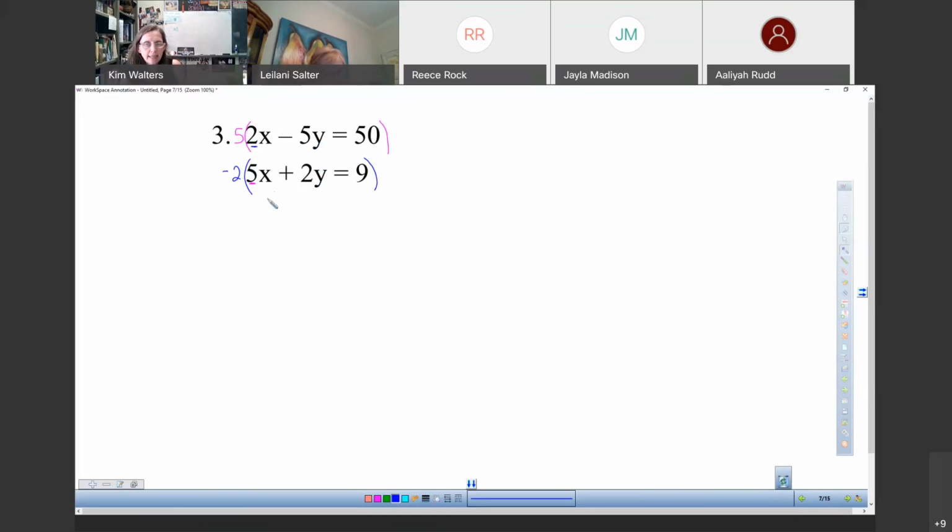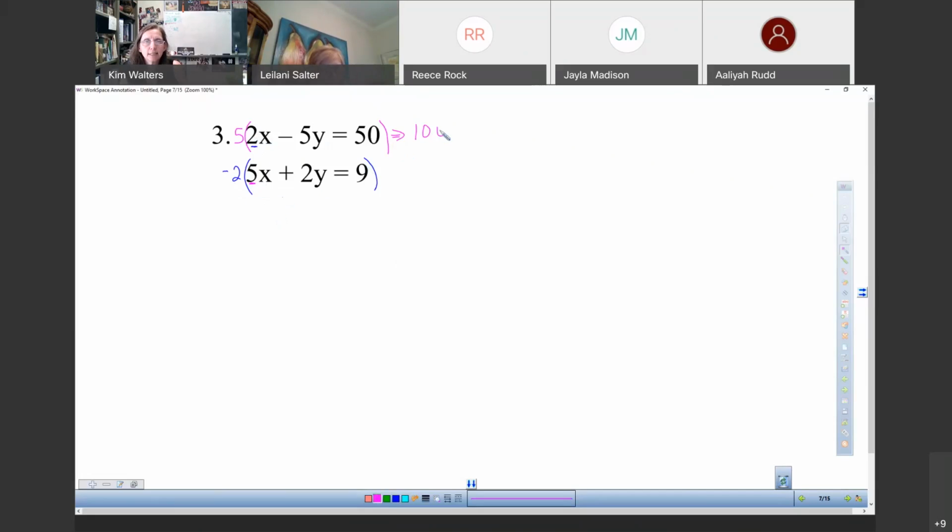So we're eliminating the x's. So by doing that, does anybody have a question as to why I used 5 and 2? Okay, so I'm going to go through and multiply this first equation by 5.